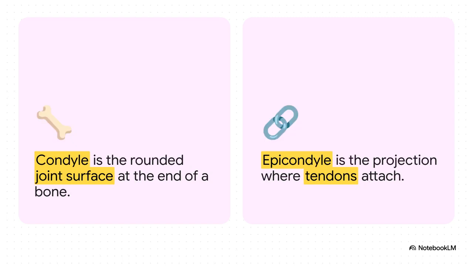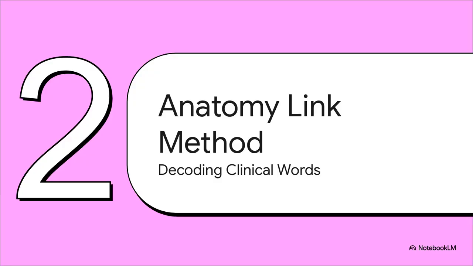And finally, a classic exam trap, mixing up a condyle with an epicondyle. A condyle is the rounded joint surface right at the end of a bone. An epicondyle, on the other hand, is the projection above that condyle where the tendons actually attach. If you mix up the joint surface with its tendon attachment site, well, you're going to target the wrong anatomy entirely.